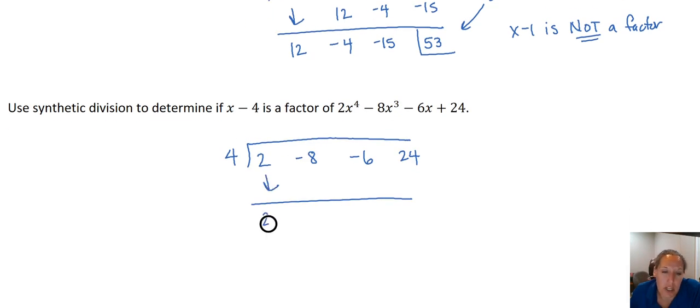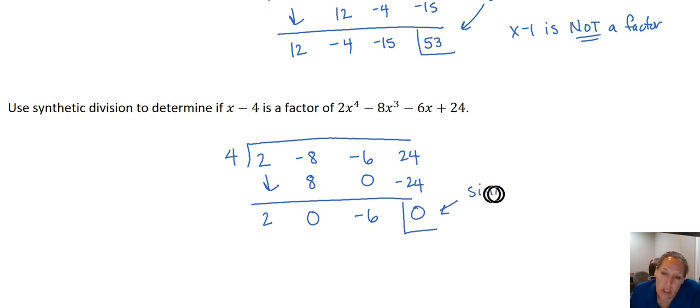That 2 is going to come straight down. 4 times 2 is 8. Negative 8 plus 8 is 0. 4 times 0 is 0. Negative 6 plus 0 is negative 6, and 4 times negative 6 is negative 24. 24 and negative 24 gives us 0. That last number is our remainder. So since this is 0, that means x minus 4 is a factor.